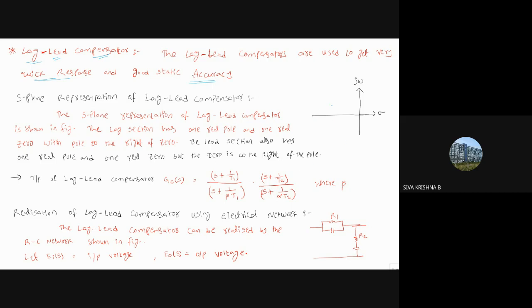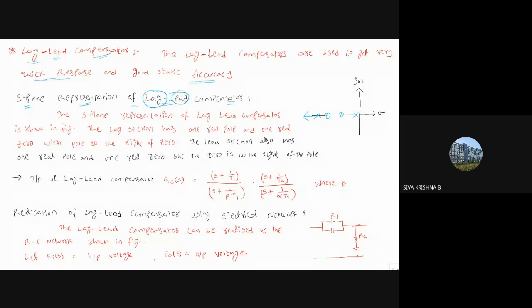Please do practice more. So first here lag and lead. So lag means pole is nearer or zero is nearer to imaginary axis. Which one is near now? Pole. Yes. So lag means here it is first lag and then lead. So first lag means pole is nearer. And then lead means zero and pole. So this is the notation.